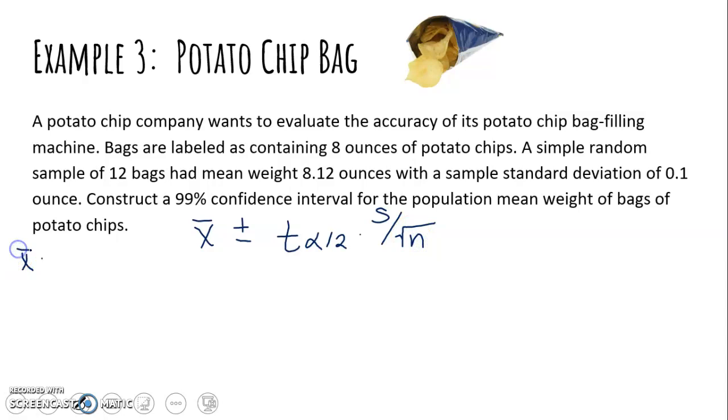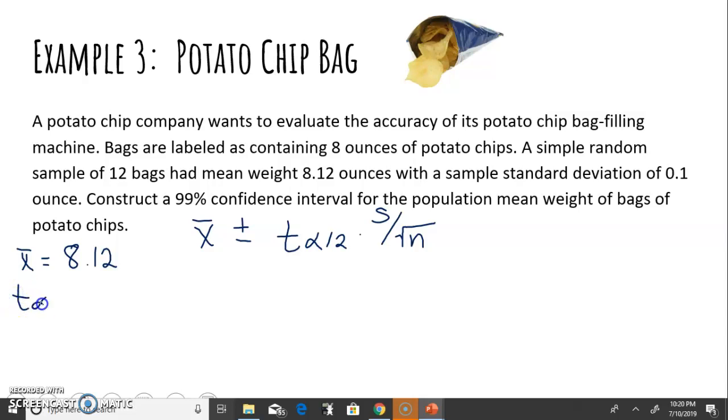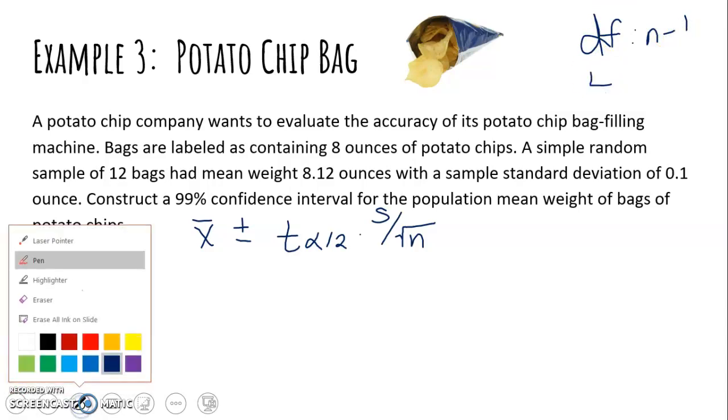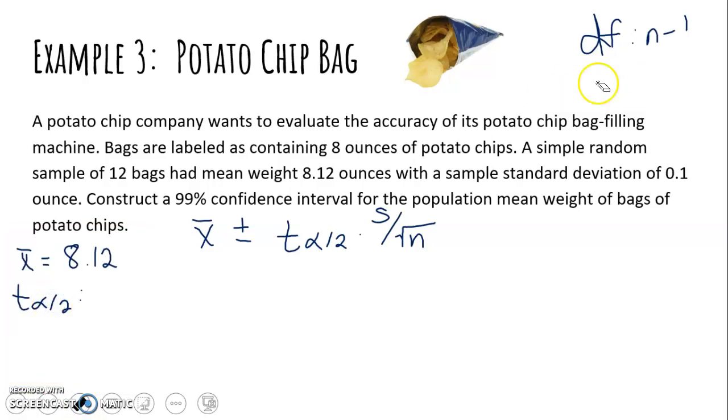So let's write what we know. We know x bar is the sample mean, which is 8.12. We don't have t yet. What we do know to find t is the degree of freedom is n minus 1. It would be 12, because there's 12 bags, minus 1, so degree of freedom is 11. And our confidence level is 99%.